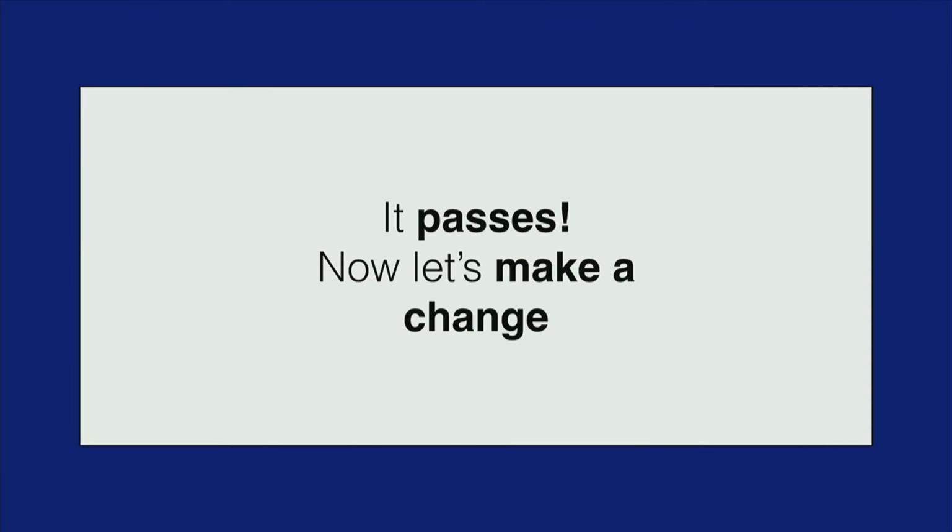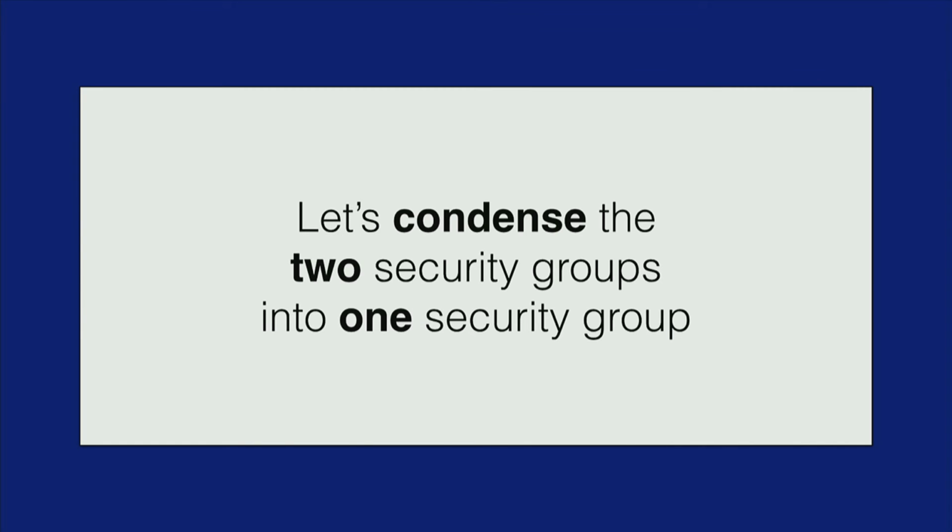And because it passes, we know that area of the code, we can change it without breaking current functionality. We can now safely make a change. If it breaks, we'll know about it. So let's go ahead and condense those two security groups down into one security group in our Terraform config.